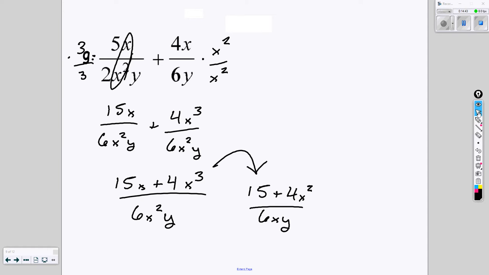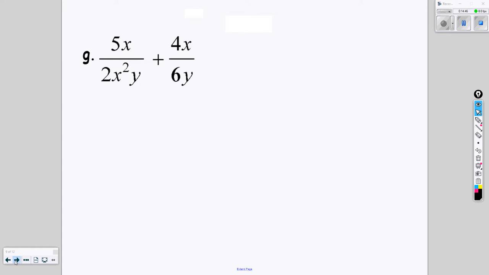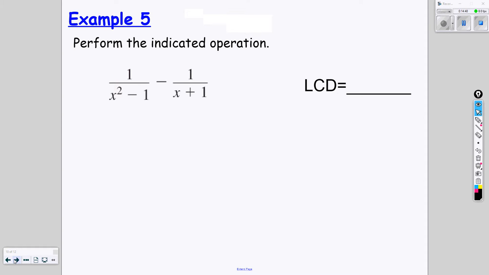All right, a couple more examples here. If we take a look at 5, if we want to perform the indicated operation, subtraction, once again, we always got to find that LCD. Now, x squared minus 1 is really just x plus 1 times x minus 1, if we would factor this. All right, so this does have an x plus 1 in it. So the LCD is going to be x plus 1 times x minus 1.